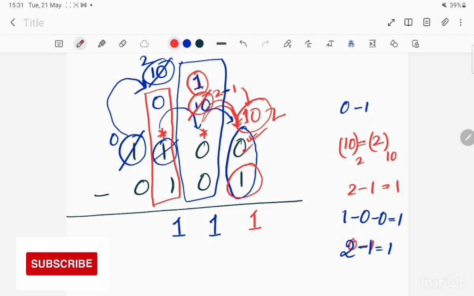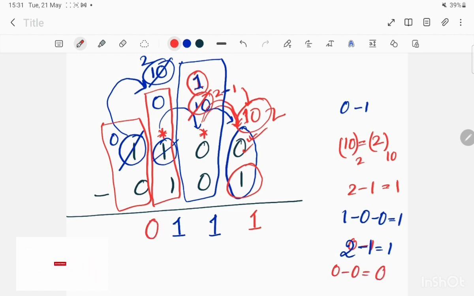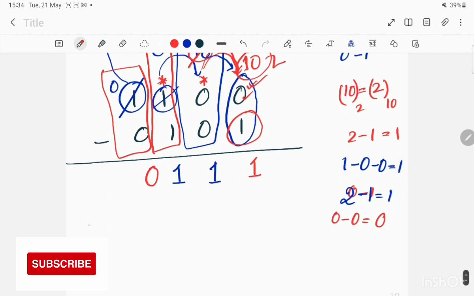Now in this last column we have 0 minus 0. So it is equal to 0. So that means we have got that 1 1 0 0 minus 0 1 0 1 is equal to 0 1 1 1. Okay, I would like to repeat this example again.